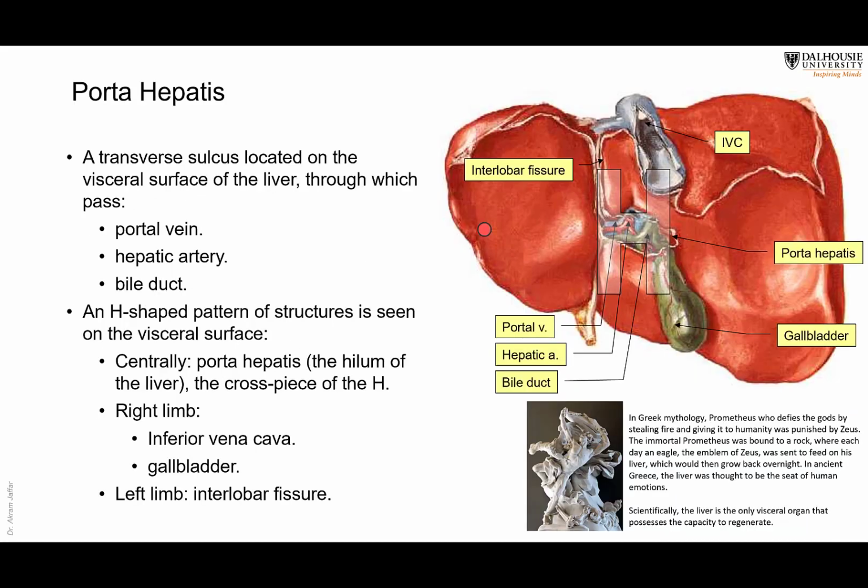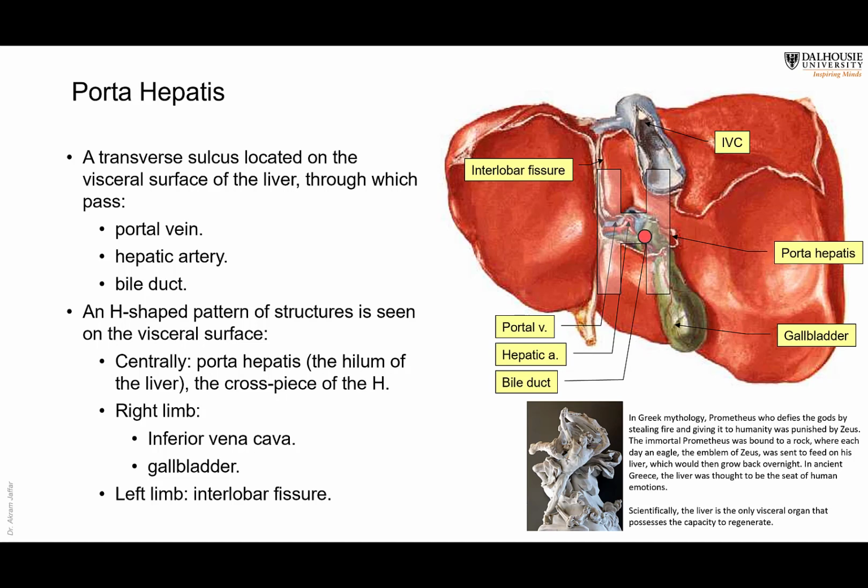This is the visceral surface of the liver. So you can see, for example, here there is an impression of the kidney, and there is an impression of the stomach, an impression of the duodenum, and so on. You are not required to identify these impressions. But this is the visceral surface of the liver, and you can see that there is a place here where structures pass in and out.